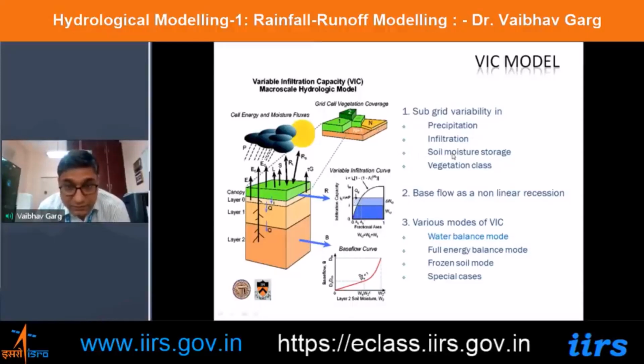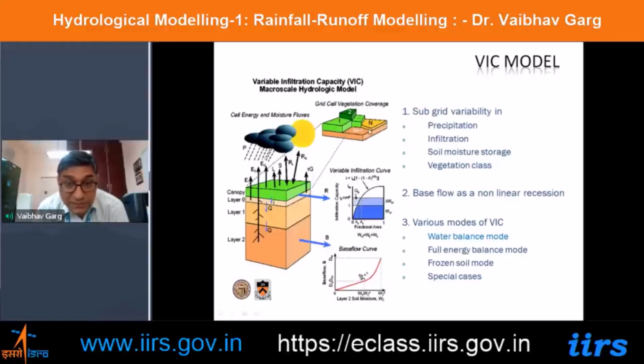Similarly, the soil moisture storage of each land use class will be different, and similarly, infiltration may also be different for each land use land cover class. So knowing the land use land cover class, it divides the particular grid into different fractions based on the land use land cover class, and then it considers the subgrid variability in infiltration, soil moisture, and vegetation.